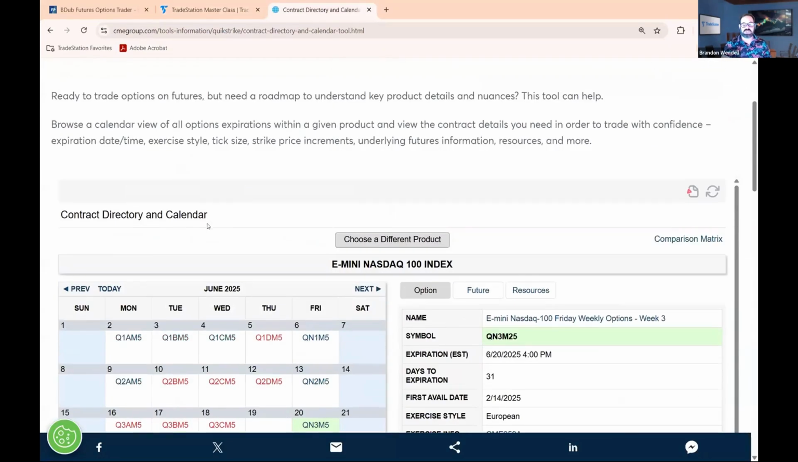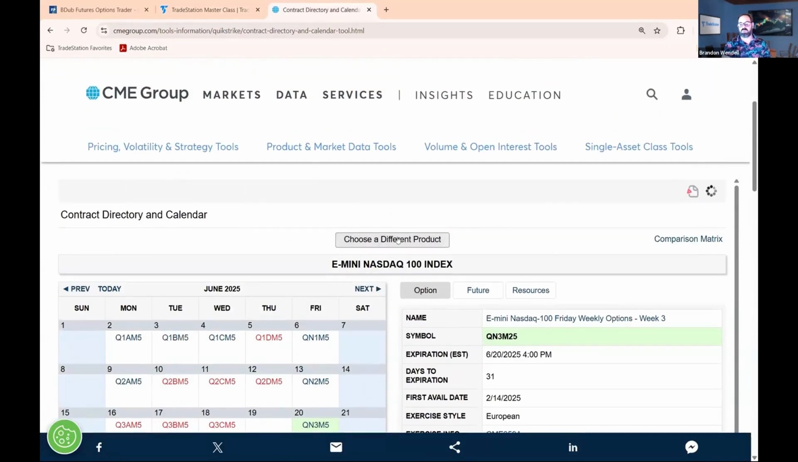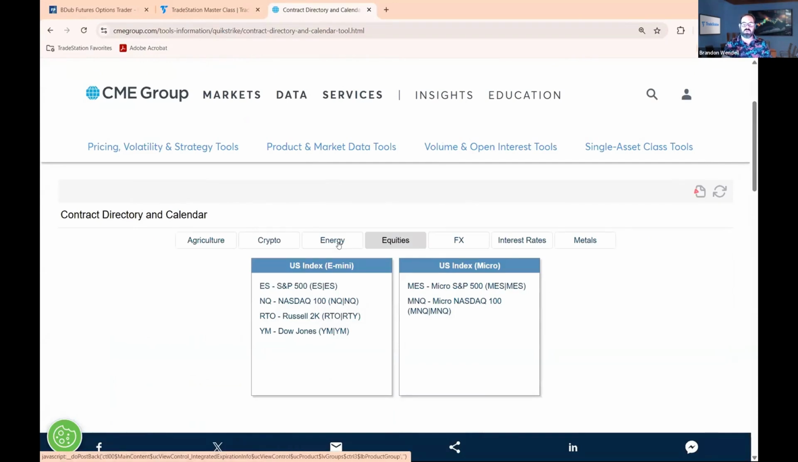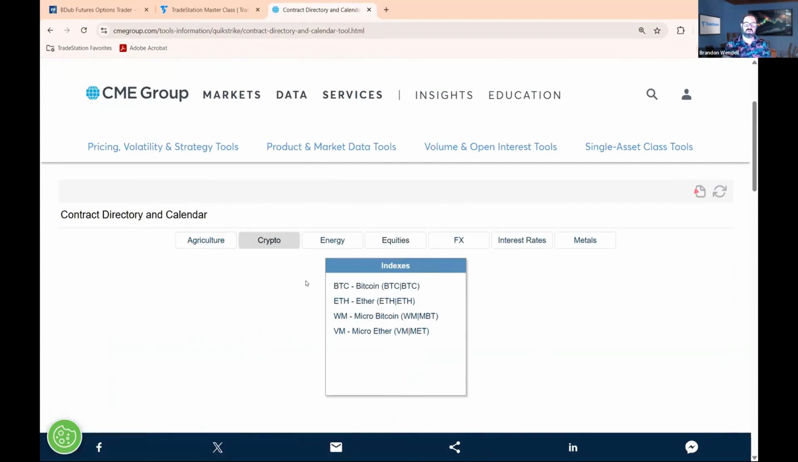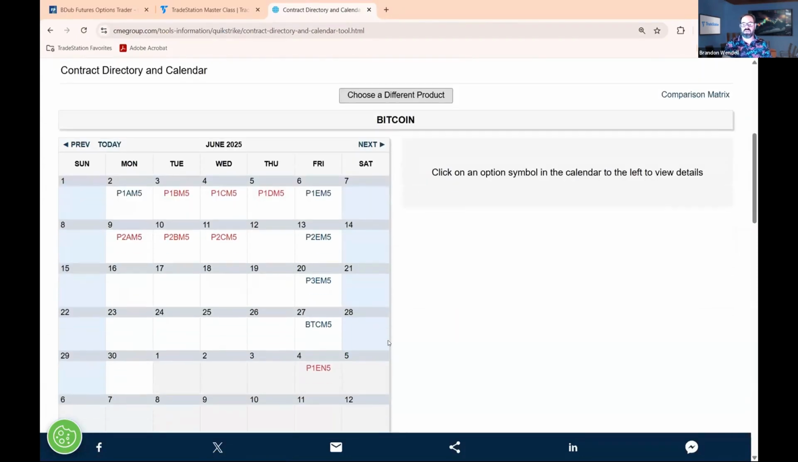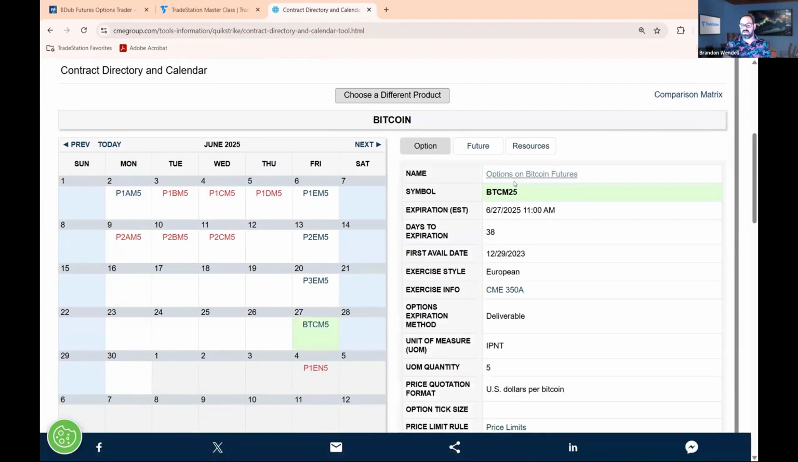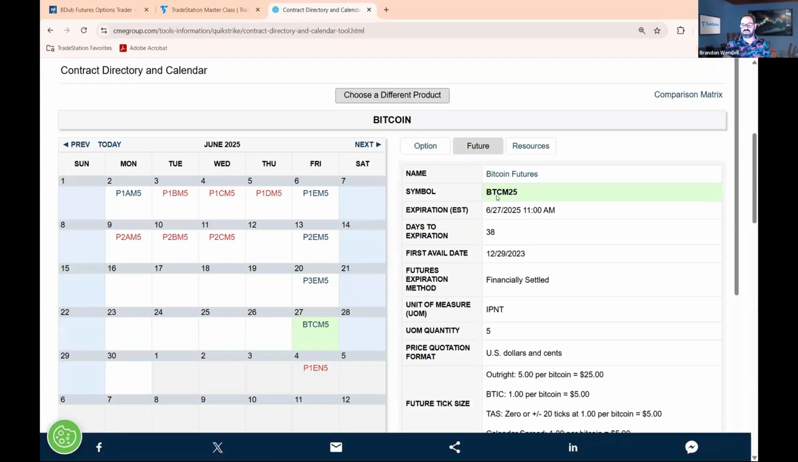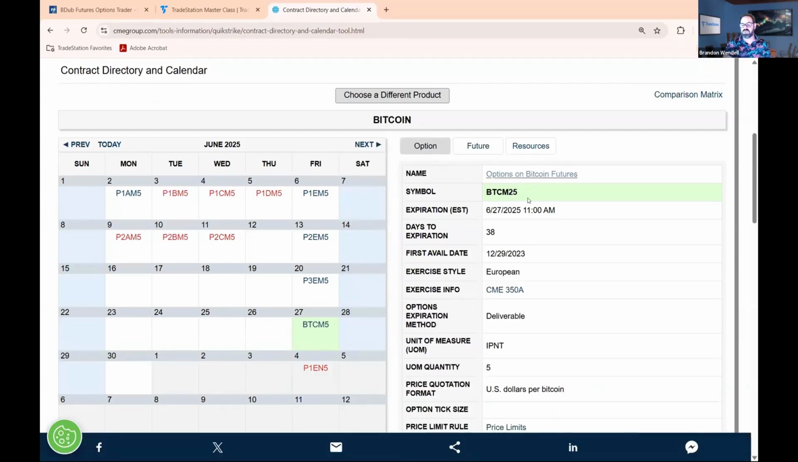If we were to look at a different security, I go back to choose a different product. Let's say we want to do crypto. Somebody mentioned some Bitcoin earlier. I can look at Bitcoin options. So right here, again, we've got the Bitcoin itself, BTCM5. That's the futures contract, I think. Nope, that is actually the futures, BTCM25, and this is the option on it.